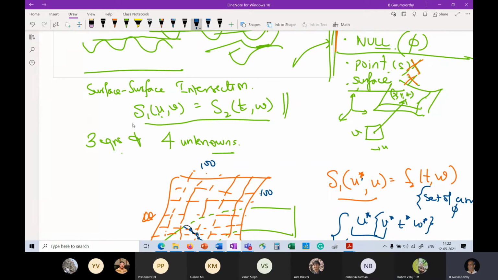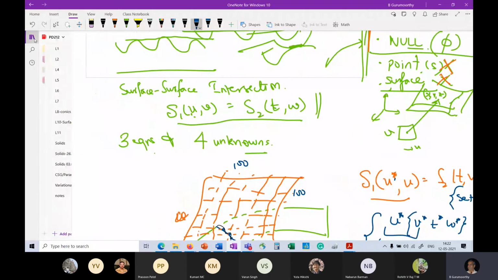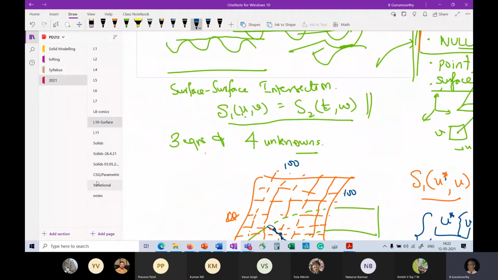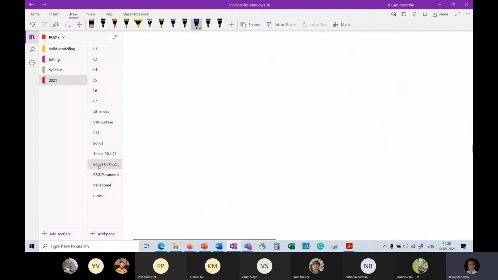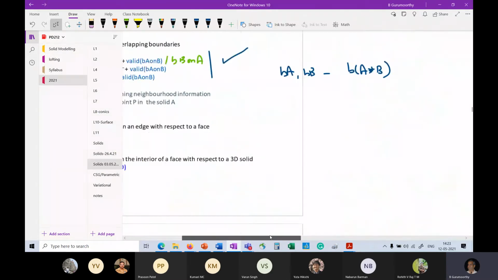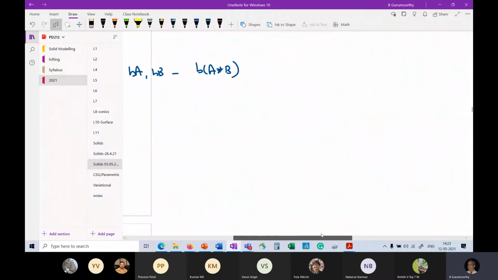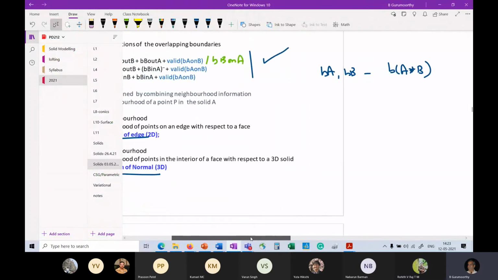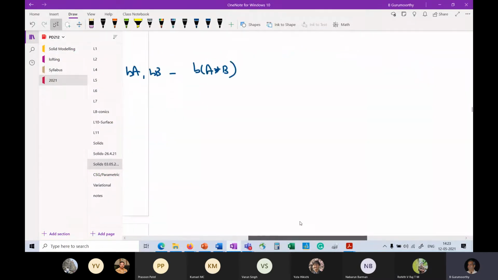So G is usually visual, and C is both magnitude and direction. So it's the more rigorous condition that we have.